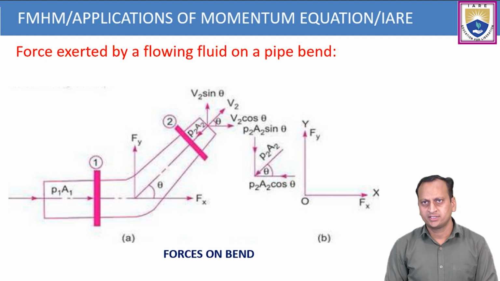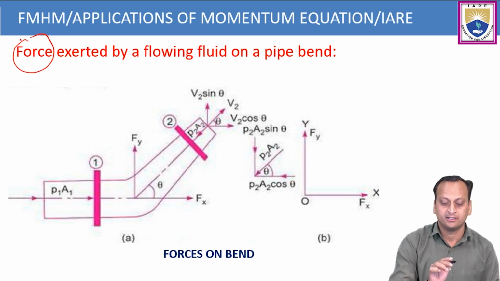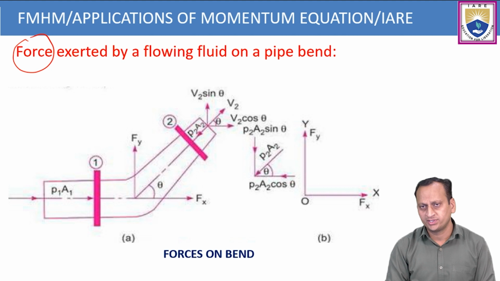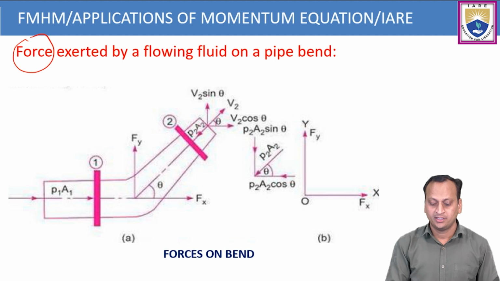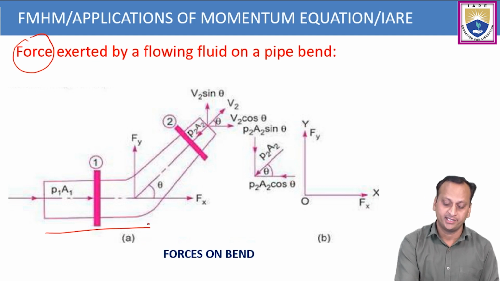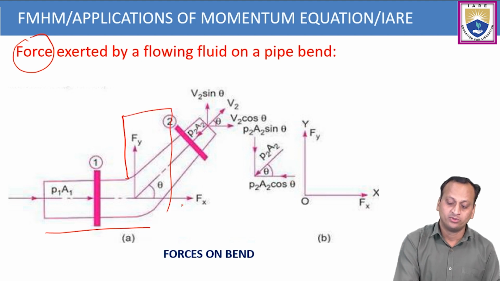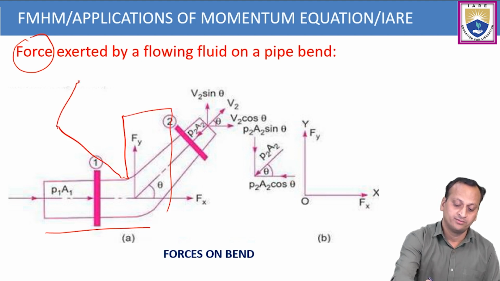Another major application of the momentum principle is the force exerted by a flowing fluid on a pipe bend. The force can be calculated by applying the impulse momentum equation on a pipe bend. The pipe bend may have different cross sections. It may be at 45 degrees, half of the section, and the remaining half may be 90 degrees also. The pipe bend may be located like this, or it may be more than 90 degrees, about 135 degrees also.